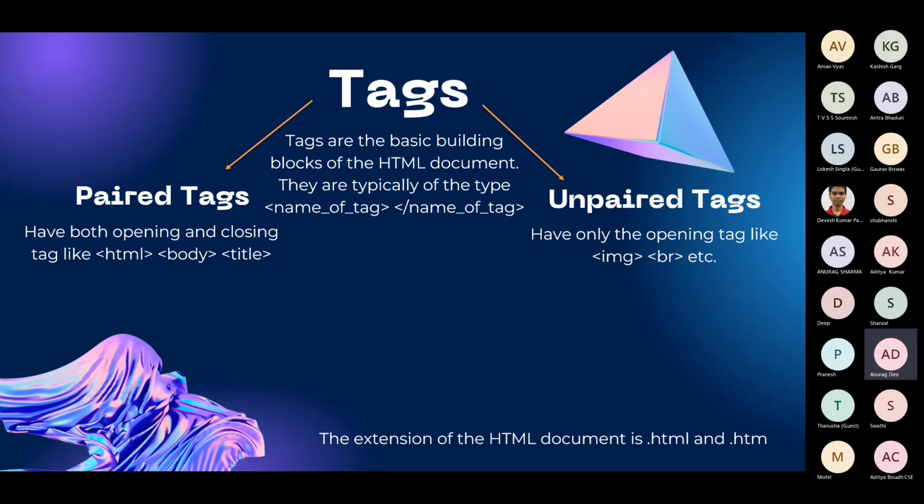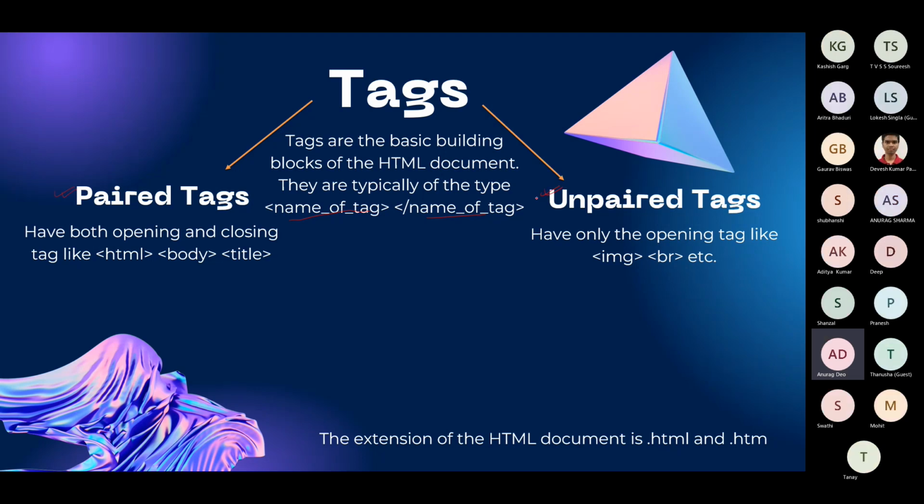So tags are the basic building block of the HTML document. And as you can see, this is the basic syntax of the tag. So the tag generally has a starting tag and an ending tag. So tags are of two types. Some are paired tags and some are unpaired tags. The paired tags are those tags which have an opening and a closing. So if we start an HTML with this, then we must have a closing tag of HTML also. But unpaired tags do not have a closing tag. They are just used as they are.